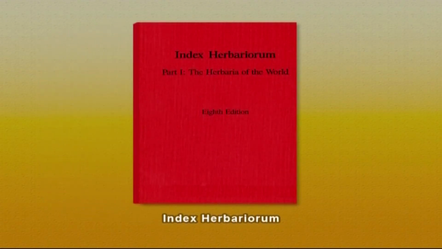Then we have one more index by the name of Index Herbariorum, or short form IH. It is basically a directory of major herbaria of the world and associated staff. The first 6 editions of Index Herbariorum were published by the International Association for Plant Taxonomy in the Netherlands from the year 1952 to 1974.